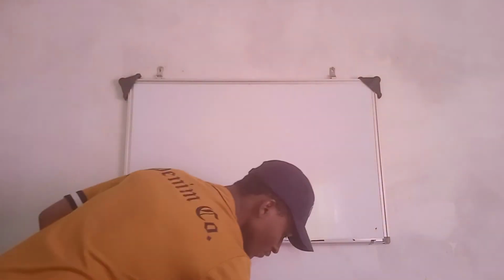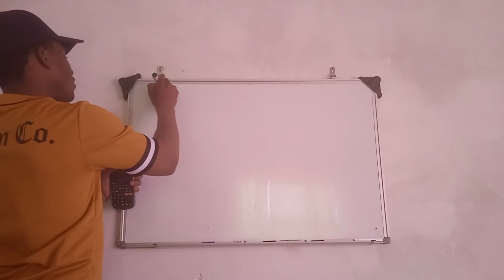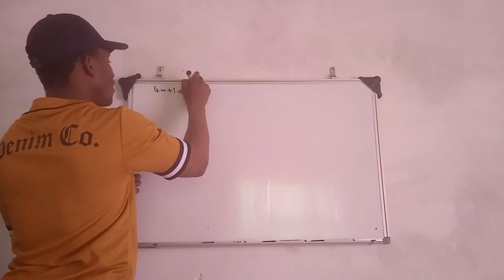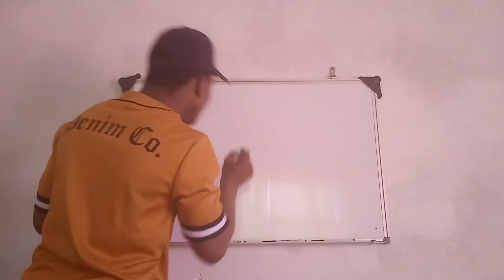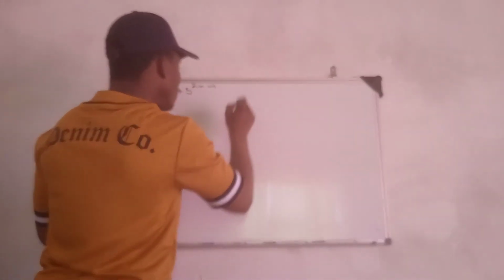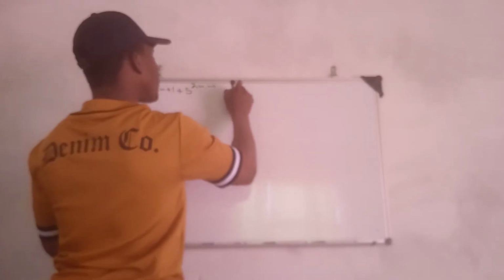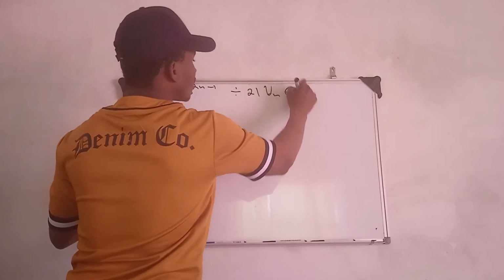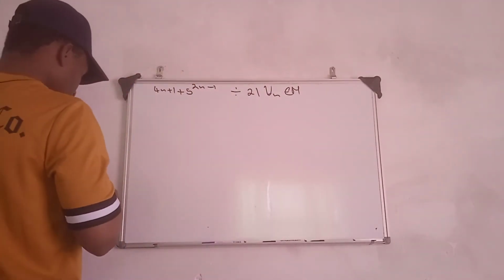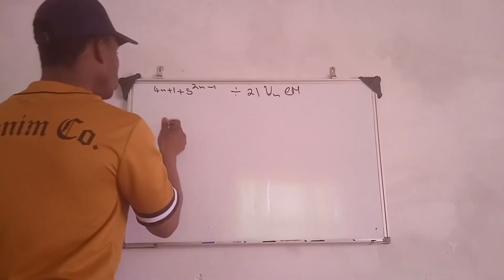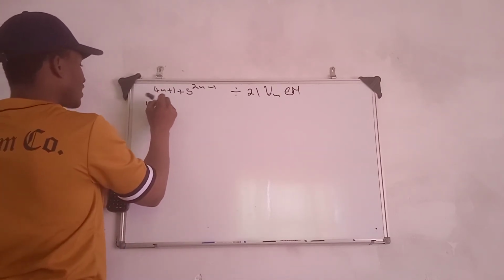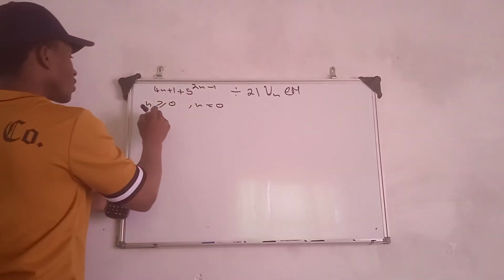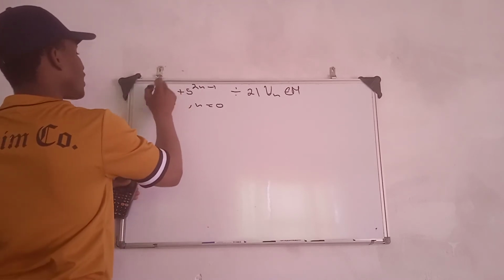So suppose that we are given 4^(n+1) plus 5^(2n-1), which is divisible by 21 for all n in the natural numbers. You will do your trial and error. You assume first that n is greater or equal to 0, whereby n equals 0. Sorry, this is an exponent, guys.